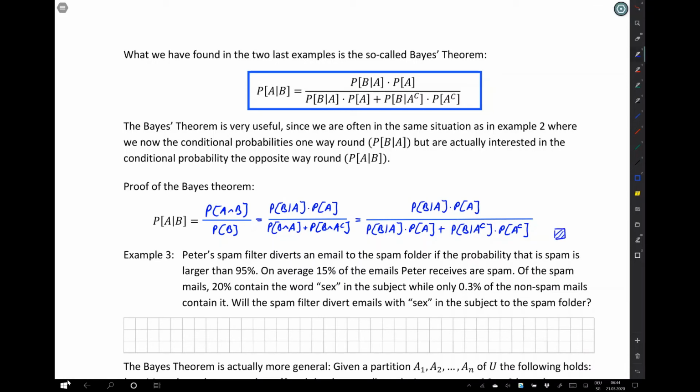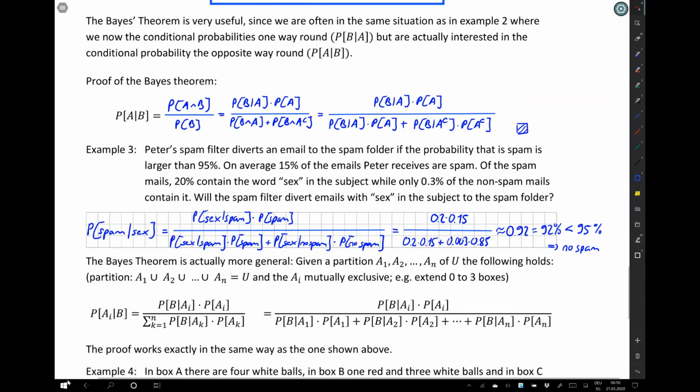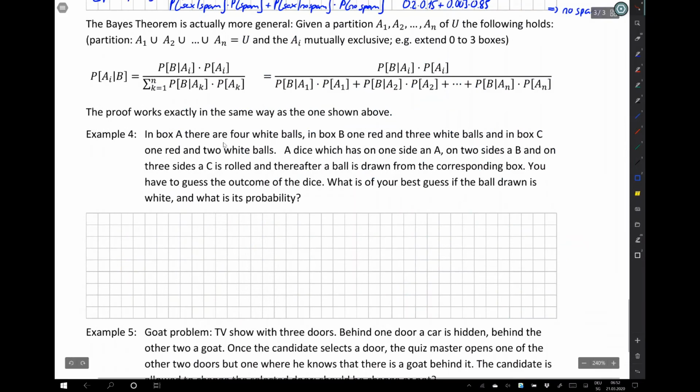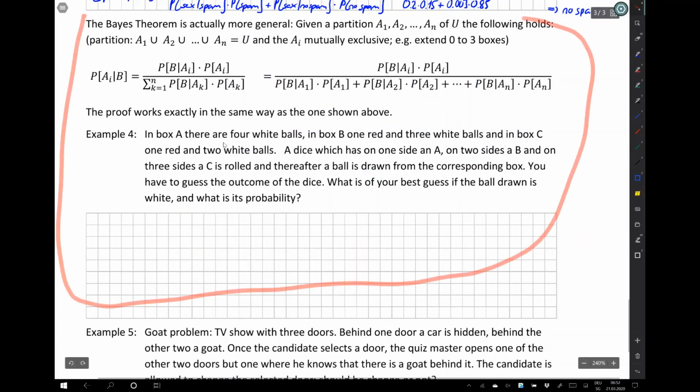Now apply this theorem to solve example 3. Stop the film, and here comes the solution. We are looking for the probability that a mail is spam given that the word sex appears in the subject. So now we apply Bayes' theorem. We find that the probability is approximately 92%, which is less than the 95% required, so it will not be classified as spam. Here comes now a small add-on that you may also skip, but don't skip then example 5.